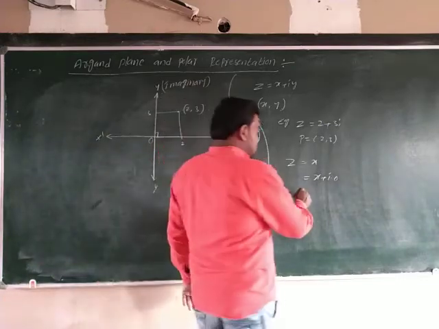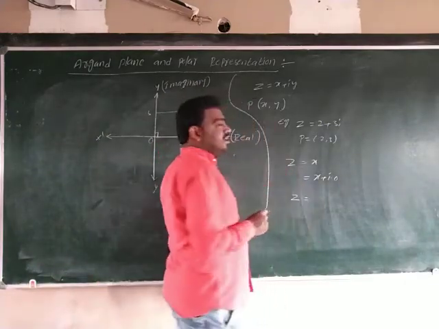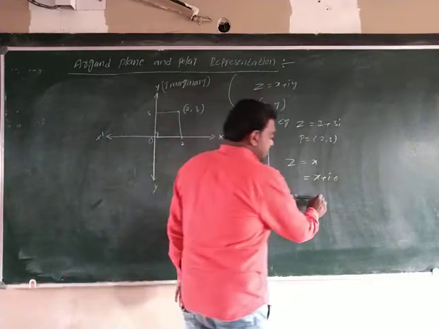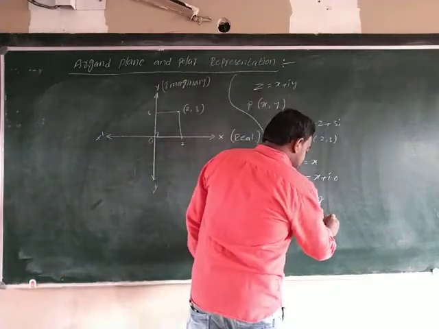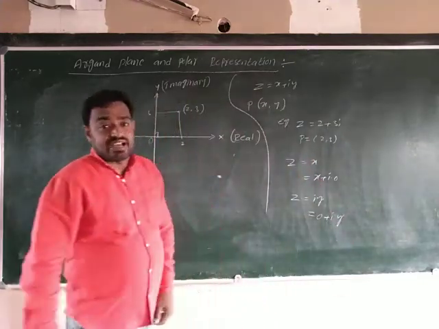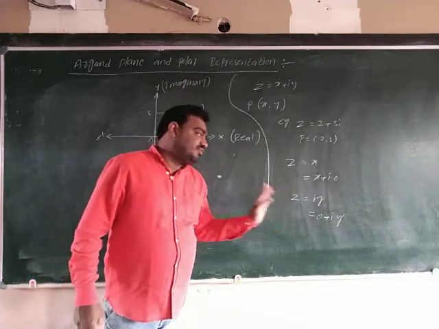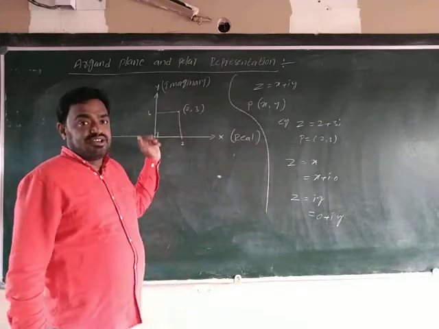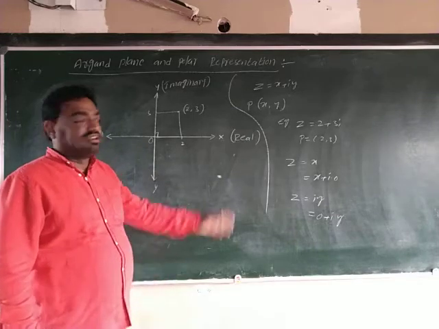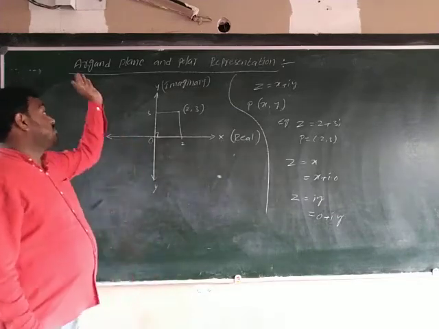Next, if z is purely imaginary, the real part is 0. That is iy, which is 0 + i·y. This one lies on the y-axis. If y is positive, it lies on the positive y-axis. If y is negative, it lies on the negative y-axis. Right? This is the introduction about the Argand plane.